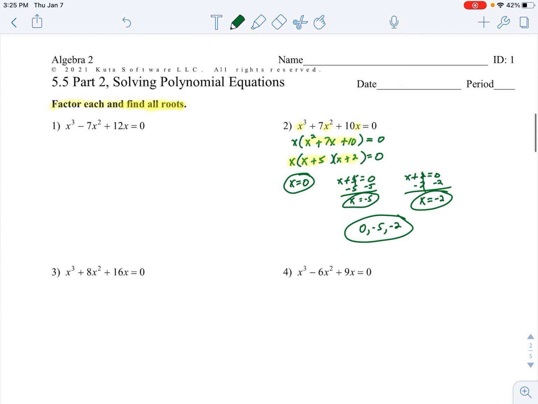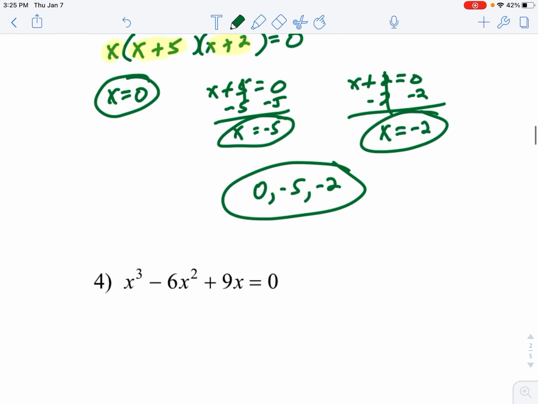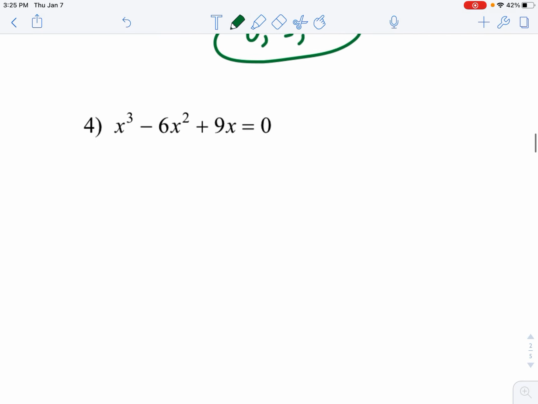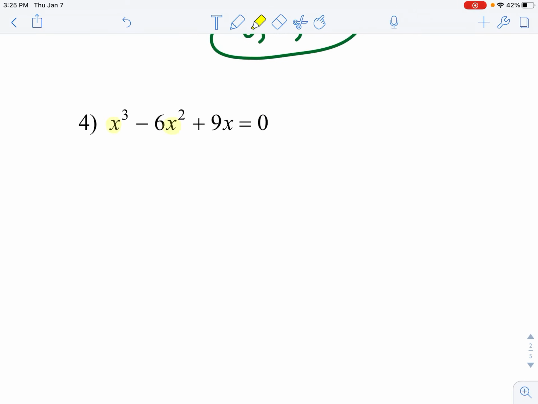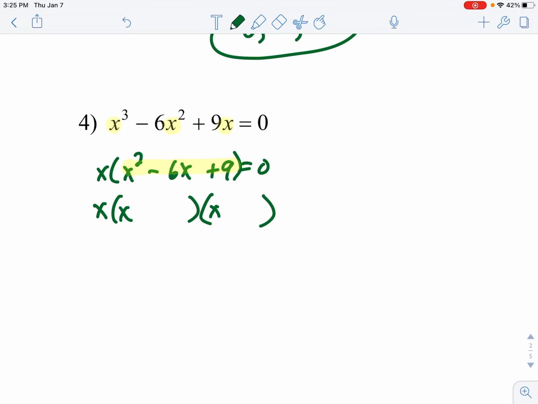Let's look at number 4. Number 4, very similar to number 2. There's a common factor of x, so I'm going to factor out x. You get x squared minus 6x plus 9 equals 0. And then the resulting trinomial here can be factored, x. Two numbers that multiply to 9 and add up to -6, I believe, are going to be -3 and -3, right? They multiply to positive 9, but they add up to -6.